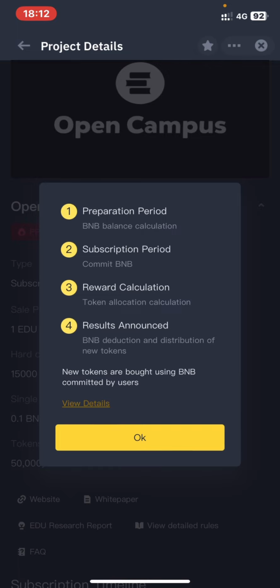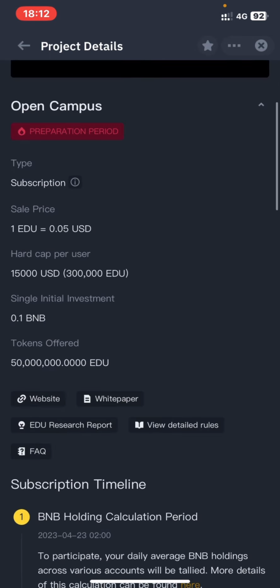4, result announcement. BNB deduction and distribution of new token. New tokens are bought using BNB committed by the user, and you can view for more details. That's the meaning of subscription on Binance Launchpad.